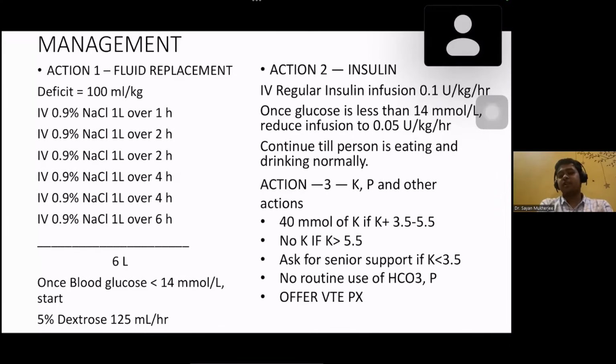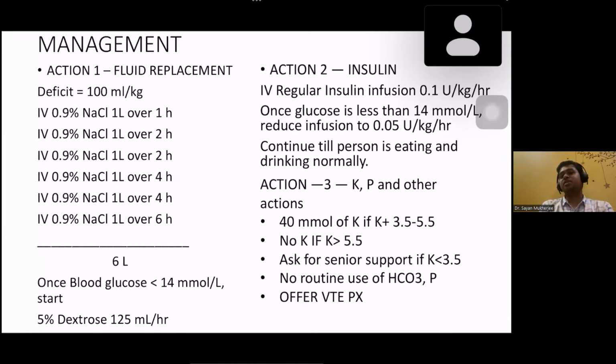And sometimes you have to give venous thromboembolism prophylaxis because these patients, since they're very dehydrated, their blood flow in certain peripheral veins is quite sluggish. And a sluggish flow can promote thrombogenesis. So sometimes you discuss with your seniors, and if they think it's fit, you can offer him venous thromboembolism prophylaxis.